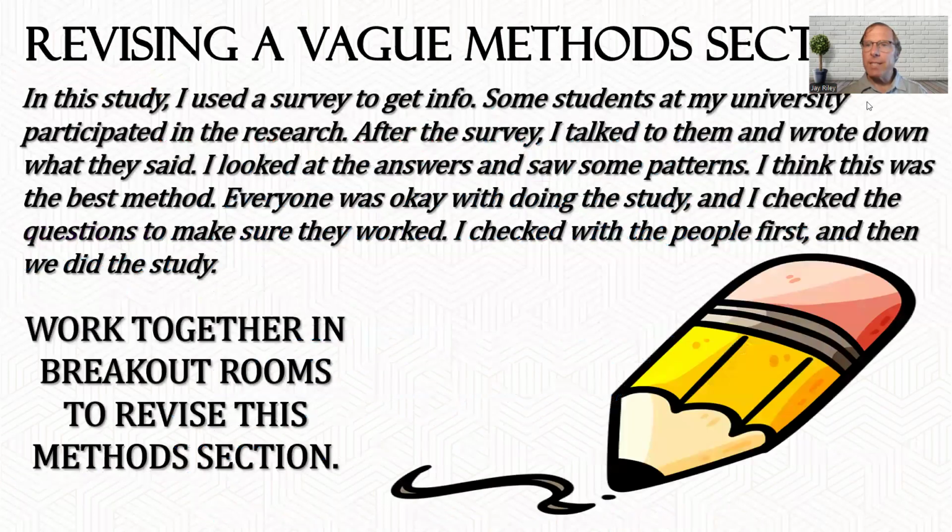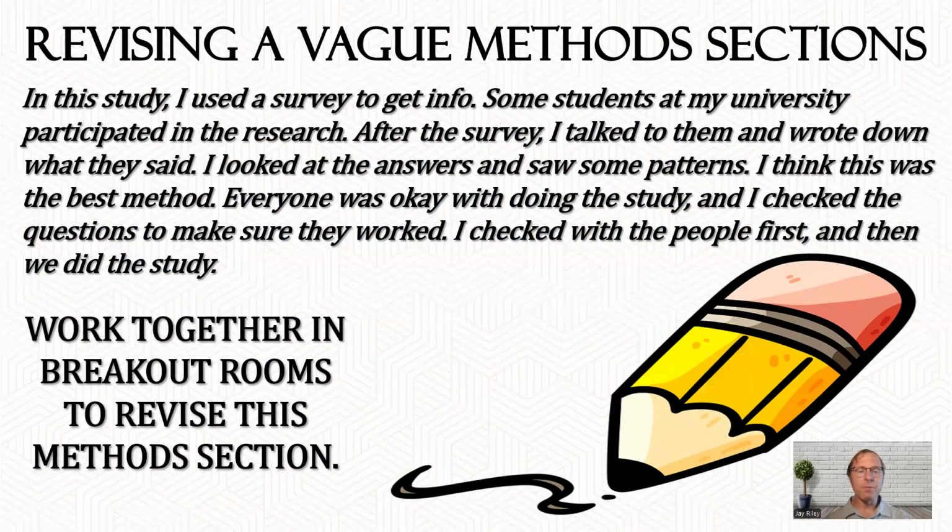So let's go ahead and let's take a look here. We've got a very simple method section here with some very vague language. It says, in this study, I used a survey to get info. Some students at my university participated in the research. So we're talking about our research participants there. After the survey, I talked to them and wrote down what they said. So we've got a survey, and that sounds like an interview.